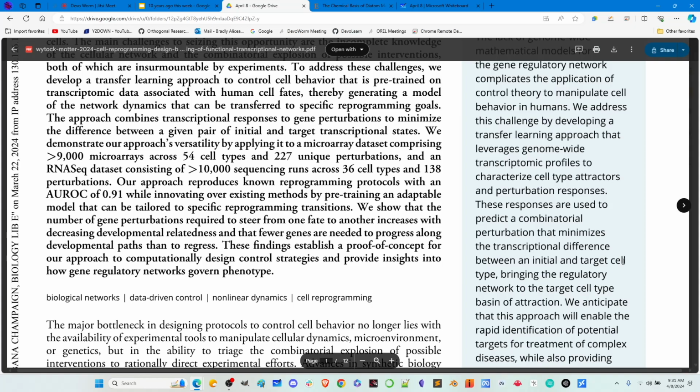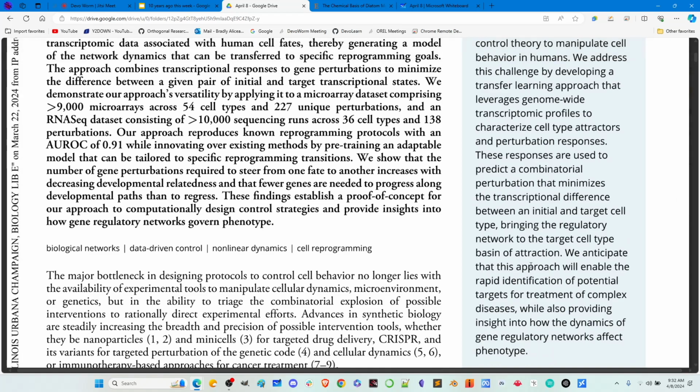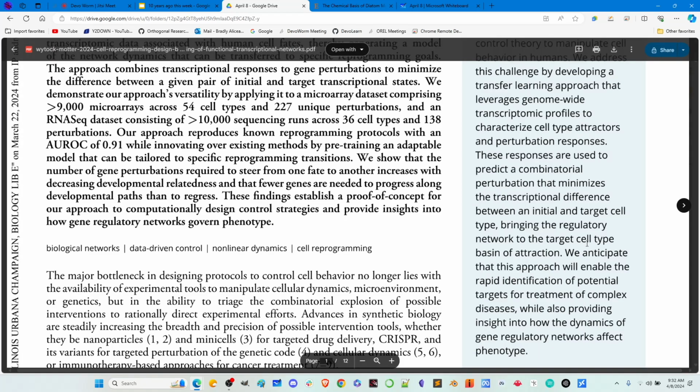So some of them are going to change a lot. Some of them are going to change a little bit. And some of them are going to maybe change a little bit but be negligible, and so forth. So we want to identify the things that are different, but also the same. And then we want to be able to predict perturbations that minimize that difference. So once we do that, then we can build a model with a regulatory network. We can bring that network to the target cell type basin of attraction. We anticipate that this approach will enable the rapid identification of potential targets for treatment of complex diseases.